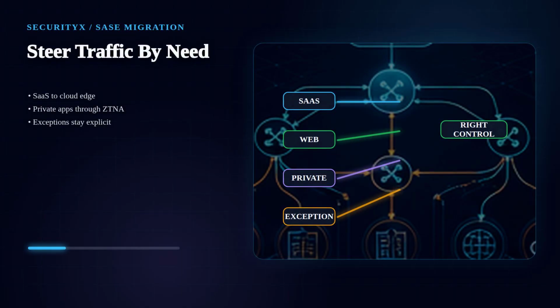Traffic steering decides where each flow should go. SaaS and internet traffic may route to a cloud security edge. Private applications may use zero trust network access. Some regulated or operational technology flows may keep a special path, but the exception must be deliberate and monitored.